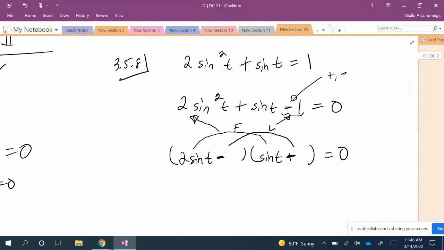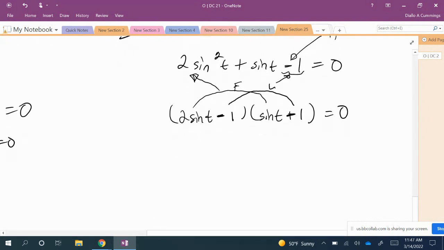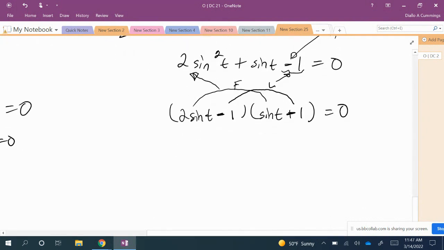So there's only one factor of 1. That's just a 1 and a 1. Like a negative 1 times a positive 1 is a negative 1. 2 sine t times sine t, that's my first term, 2 sine squared t. The middle term comes from the outermost and the innermost.